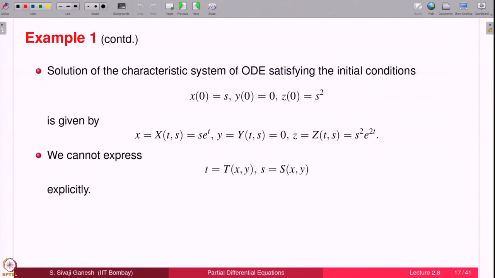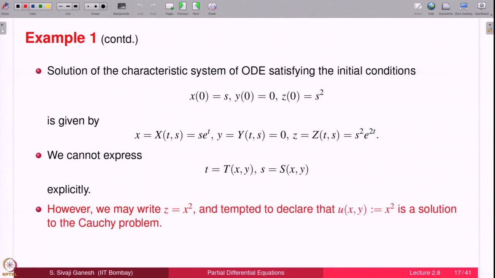And here we cannot express them explicitly. You can see x = s e^t, y = 0, there is no way you can solve for both s and t from this. But suddenly we see that the third one is s^2 e^{2t}, that is (s e^t) whole squared. Therefore, z = x^2 is a solution. We have an idea for a solution maybe, and are tempted to declare that my solution is going to be u(x,y) = x^2. Okay, it solves the Cauchy problem. Of course, we can substitute and see it actually solves.